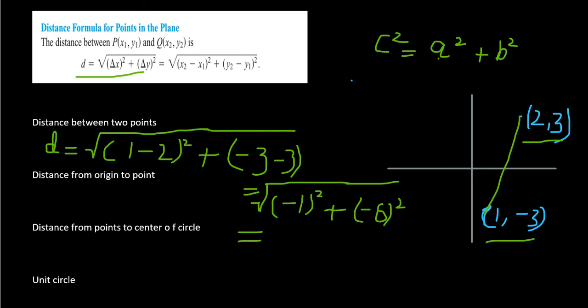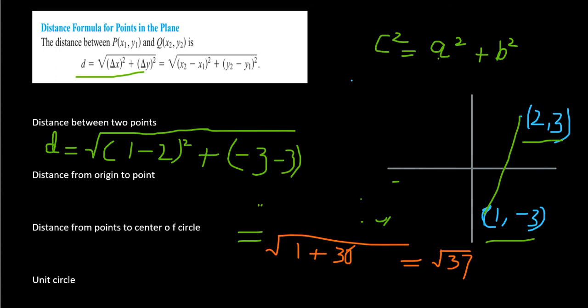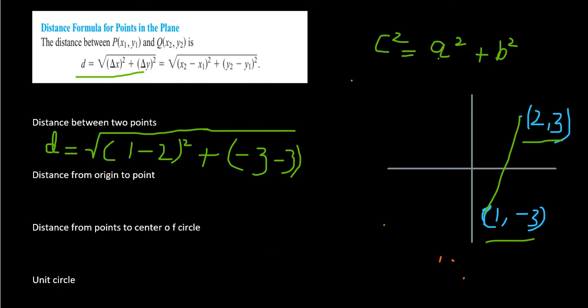Let me change the color. I really like to change the colors to make it colorful. 36 and under root 37 will be our distance between these 2 points. I'm erasing this whole and simply write the answer over there.